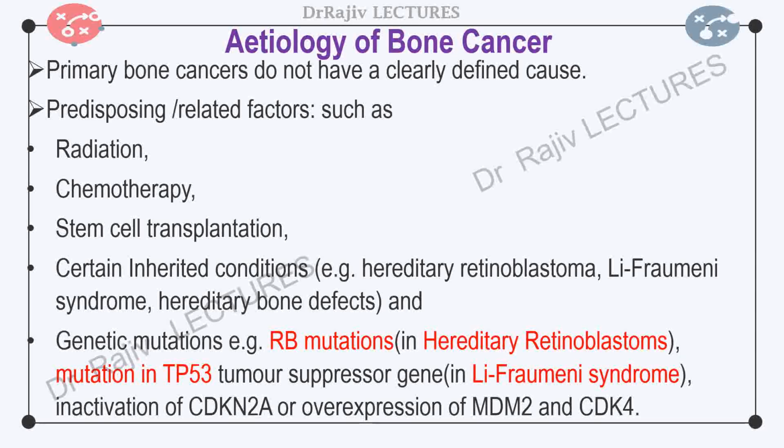The development of osteosarcoma has been linked to various genetic mutations and abnormal signaling pathways. RB mutations are present in up to 70% of sporadic osteosarcomas. About 20% of sporadic osteosarcomas show mutation in the TP53 tumor suppressor gene. RB gene mutations are seen in hereditary retinoblastomas and TP53 gene mutations are seen in Li-Fraumeni syndrome. Some other causes are inactivation of CDKN2A or overexpression of MDM2 and CDK4 genes.